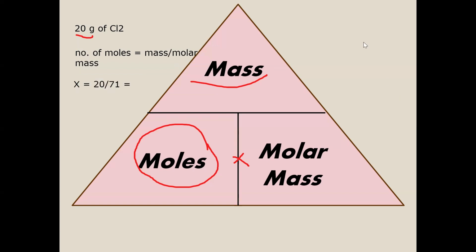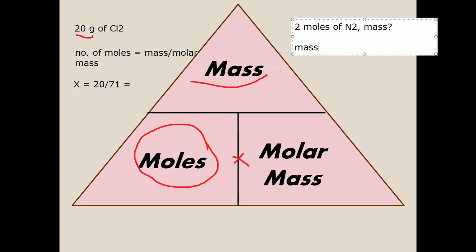Another example. If you have 2 moles of nitrogen gas, N2, and you need to calculate the mass of these 2 moles. How can you calculate the mass? The mass of a substance is equal to the number of moles times the molar mass.